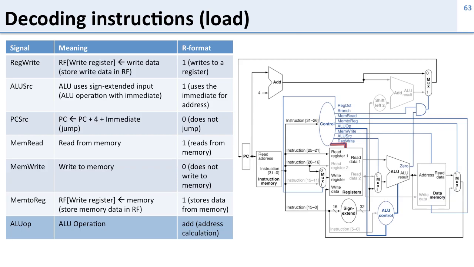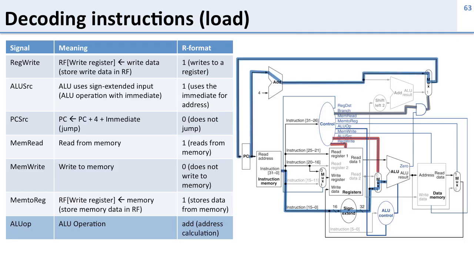For a load instruction, reg write is going to be 1, because we're writing data into the register file from the load. ALU source, well, this is going to be 1, because for a load, we're going to take the immediate and add it as part of the address. So we're going to take the immediate into the ALU. So the PC source, well, we're not doing a branch, so we're not going to do a jump here. We're just going to do the +4 PC.